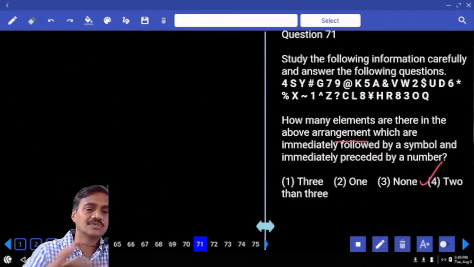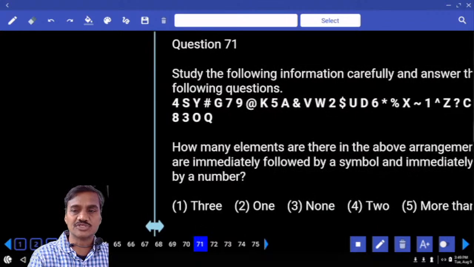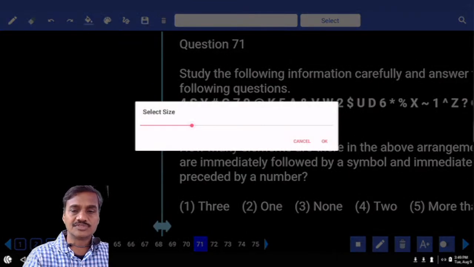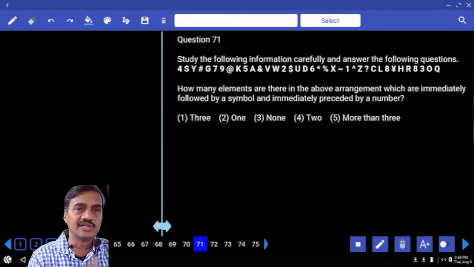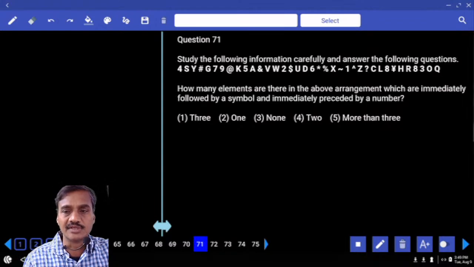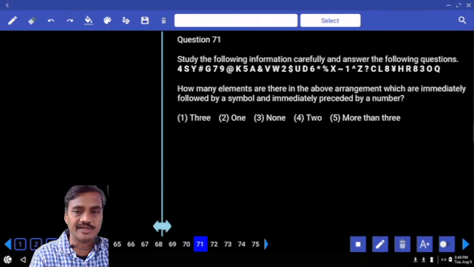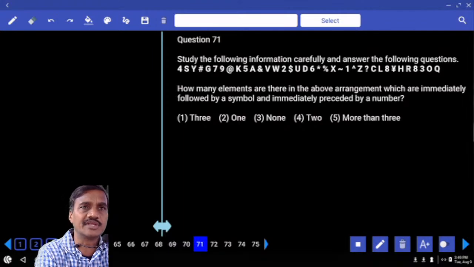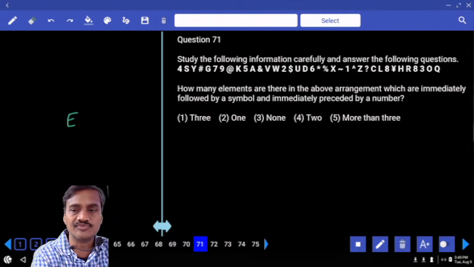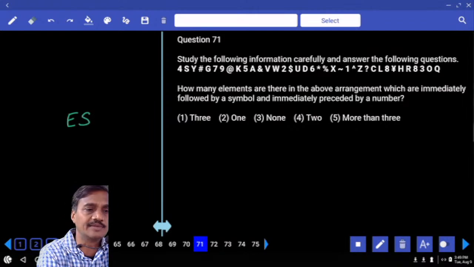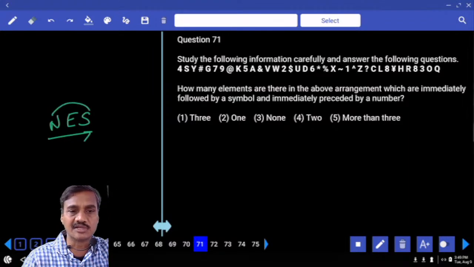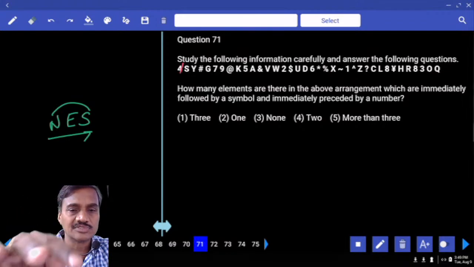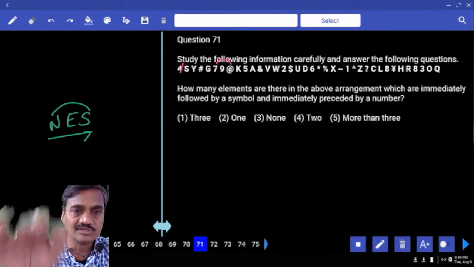Then 71 onwards. Now question number 71 onwards is based on a sequence. In this sequence, what information do we have? How many elements are there? The question is about an element in the above sequence which is immediately followed by a symbol and preceded by a number. You can take any element. This element must be followed by a symbol and preceded by a number. Hence number and symbol must be in the alternate places. This number is not followed by a symbol.